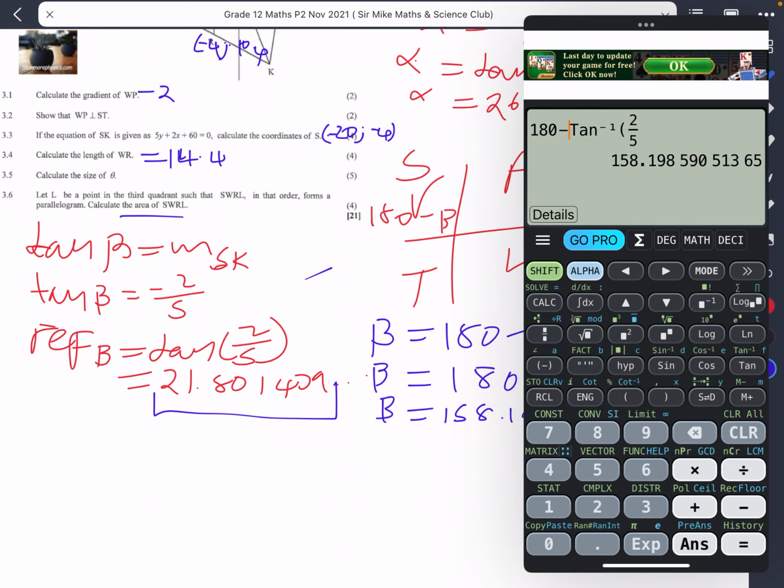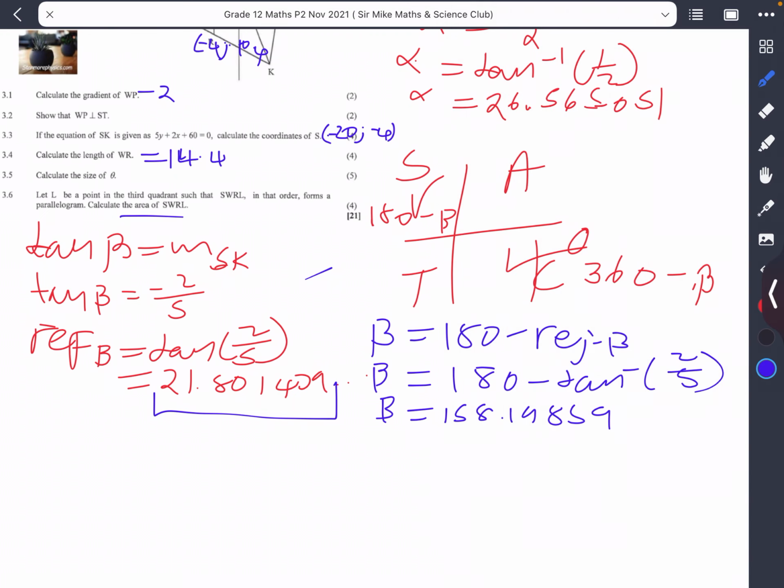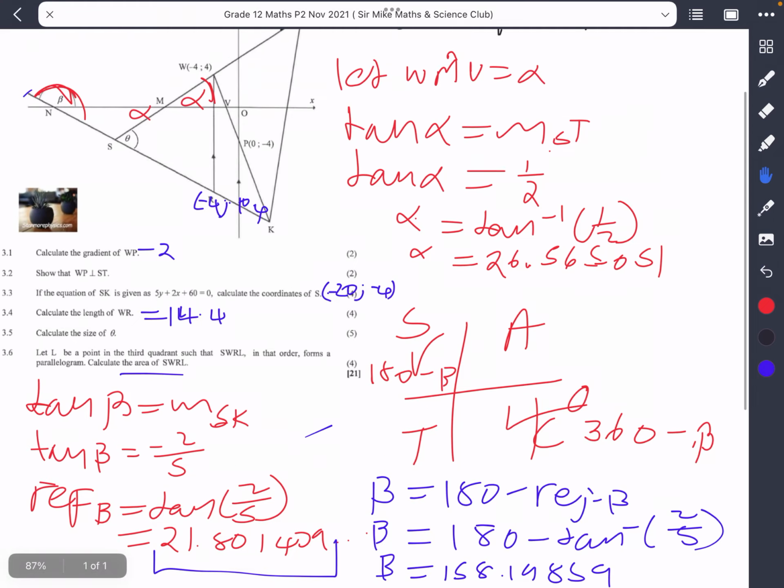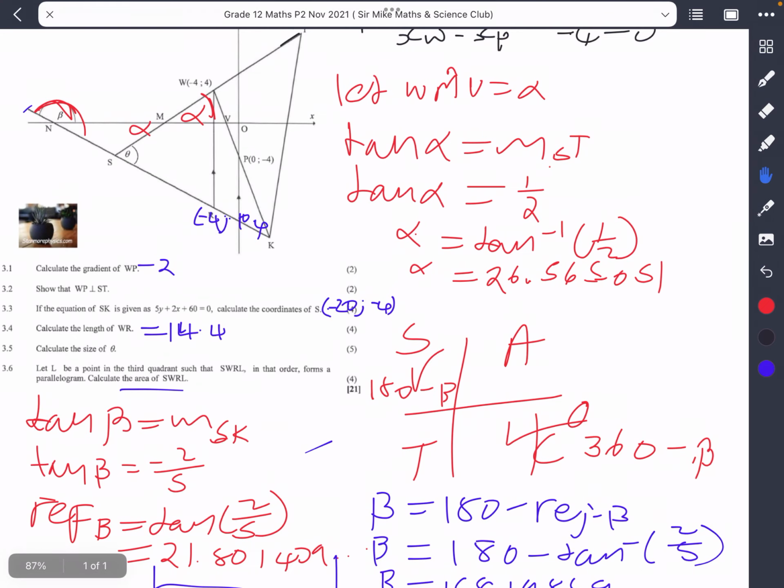Now, if you look at that line there, remember they want us to find the value of theta. But what I'm going to do is just find this angle here first. What would that angle be? That would actually be 180 minus theta.